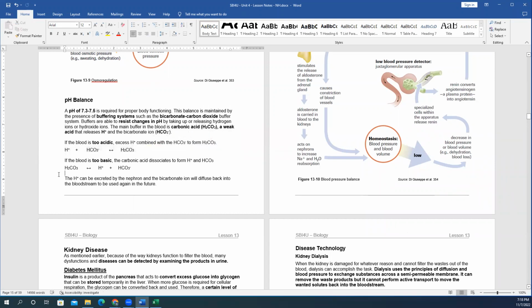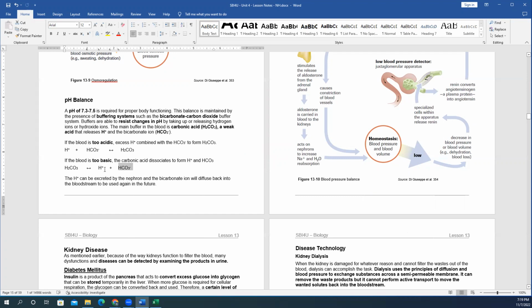But on the other hand, if the blood seems to be going a bit towards the basic pH, that means that those carbonic acid molecules will dissociate to form protons and the bicarbonate ion. And this proton can then be excreted by the nephrons, and the bicarbonate ion will then diffuse back into the bloodstream and be used again in the future.